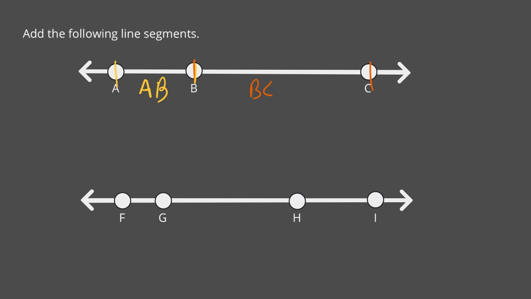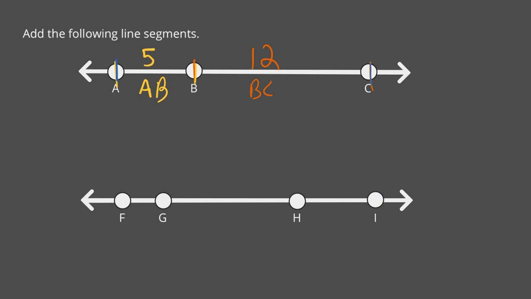Now let's say, for example, I tell you that segment AB is 5 units long and segment BC is 12 units long. And I want you to add them together to figure out how long line segment AC is. And we will mark segment AC as blue.